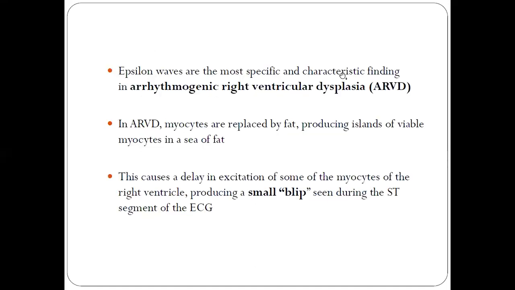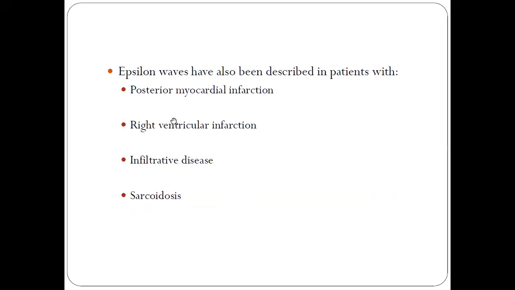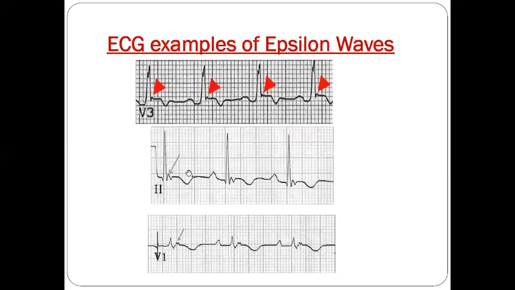Epsilon waves are the most specific and characteristic finding in ARVD. In ARVD, myocytes are replaced by fat, producing islands of viable myocytes in a sea of fat. So this causes a small blip seen during the ST segment of the ECG. However, epsilon waves can also be seen in patients with posterior myocardial infarction, right ventricular infarction, infiltrative diseases, and sarcoidosis.